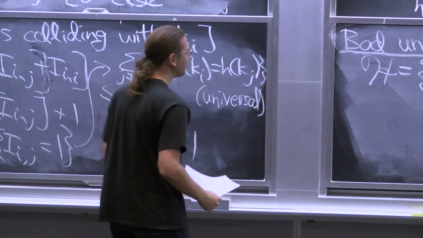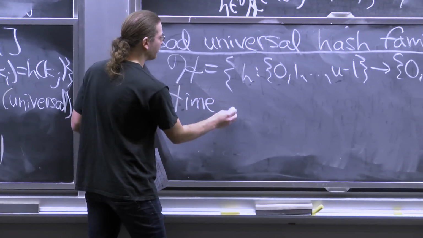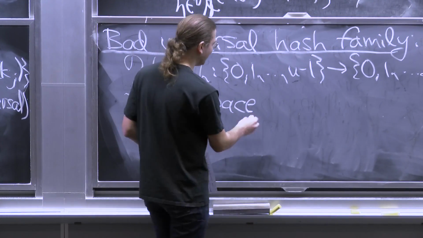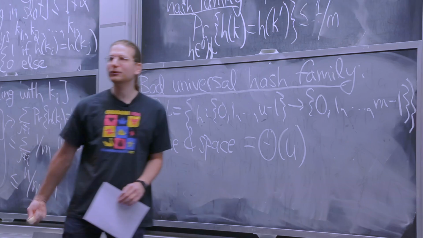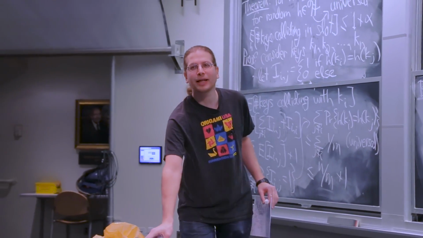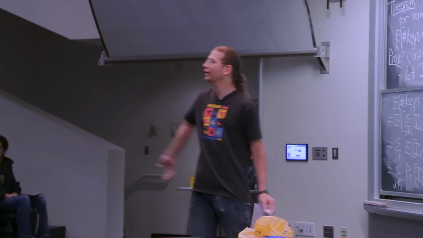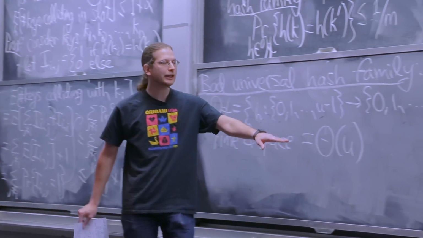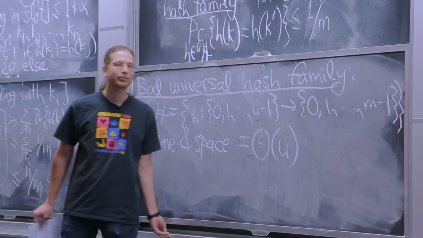It takes too much time and space. That's the bad thing. It's hard to isolate what is so bad about it. But we need U time to compute all those random numbers. And we need U space to store that hash function. In order to get consistency, we need to keep track of all those hash function values. And that's not good.